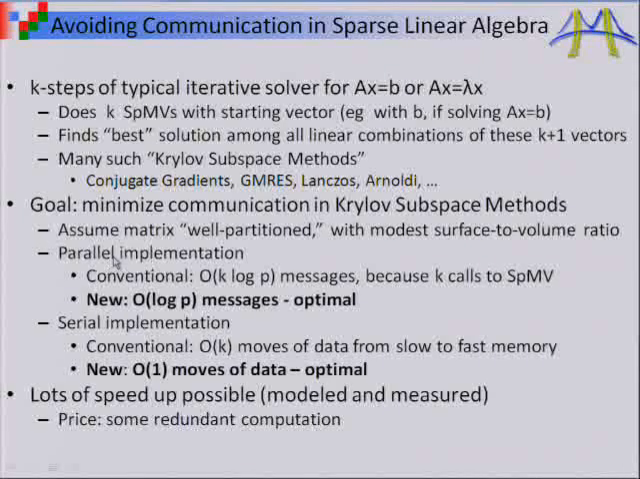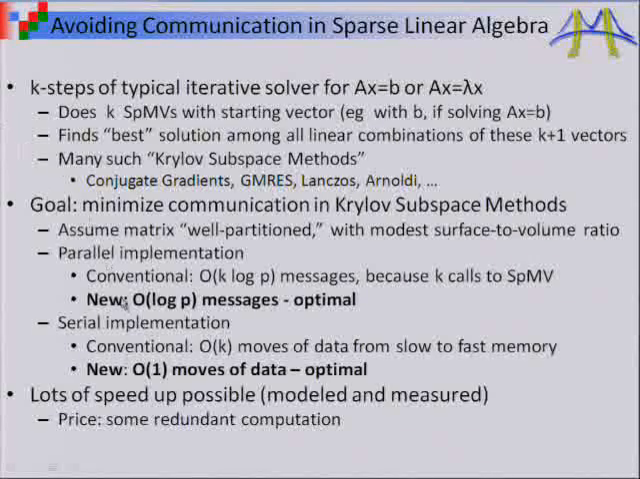In the parallel case, what's the conventional algorithm do? I'm doing k sparse matrix vector multiplies. The cost is going to be proportional to k, right? Because each sparse matrix vector multiply is going to be a reduction operation over log p processors. So the cost is going to grow proportionally to k. The new algorithm, it's not proportional to k. It's independent of the number of steps that you take. There's a single reduction operation that's enough to take k steps of the algorithm. You can't do better than that.